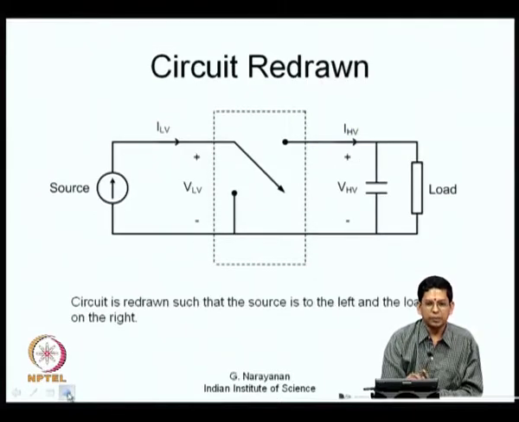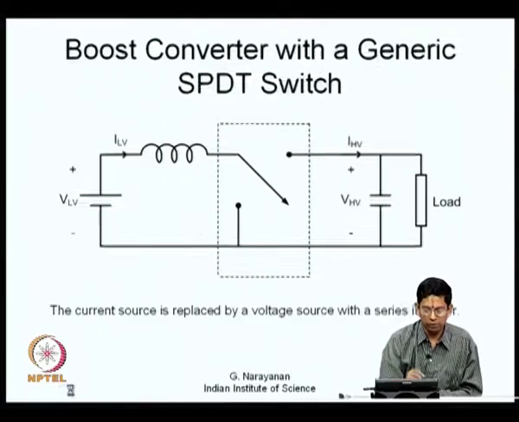This is just a question of convenience. We usually want to see the source to our left and load to the right. So, that is what many of us would probably want. Therefore, I have just simply redrawn this now. So, there is a source and there is a load and there is a single pole double throw switch coming in between here now. So, let us move on further.